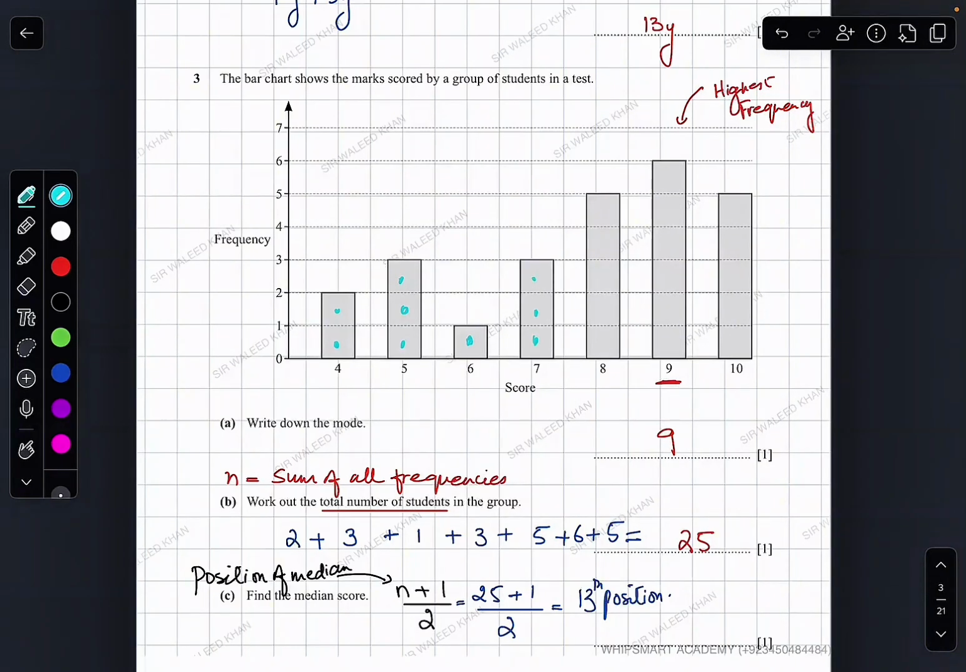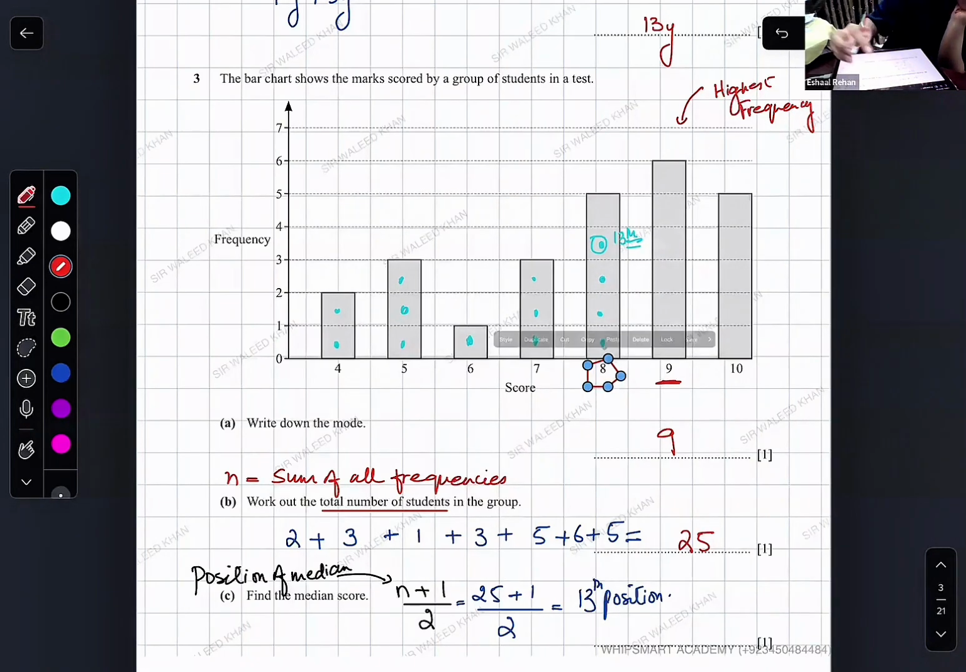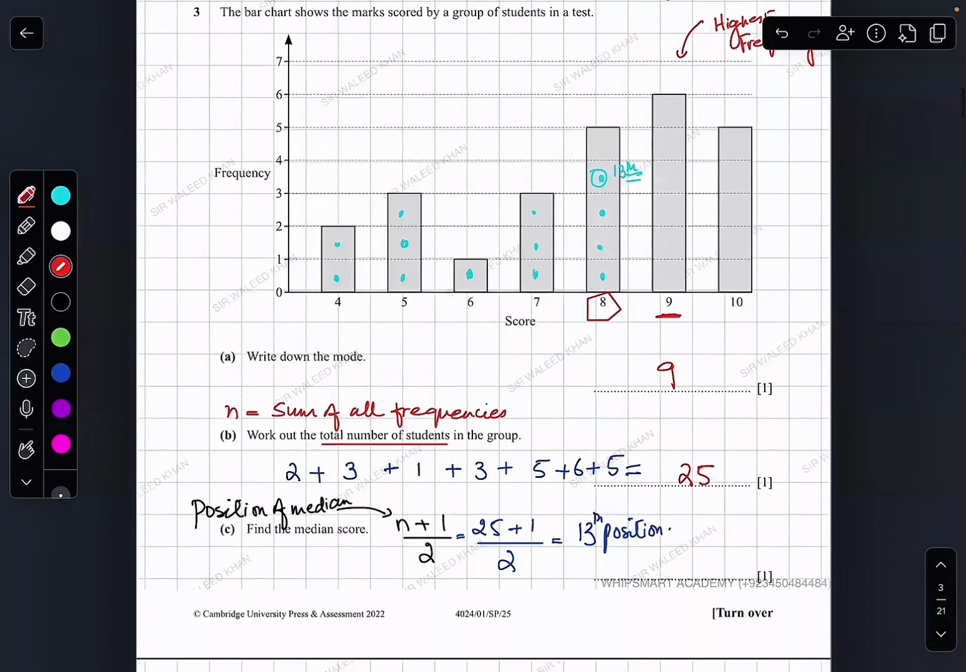Okay. And we have to figure out how many of these? 6, 7, 8, 9, 10, 11, 12, 13. This is the 13th position. And this 13th position is against which value on the x-axis? Ishan? 8. So your value for median score is 8. Okay. Next.